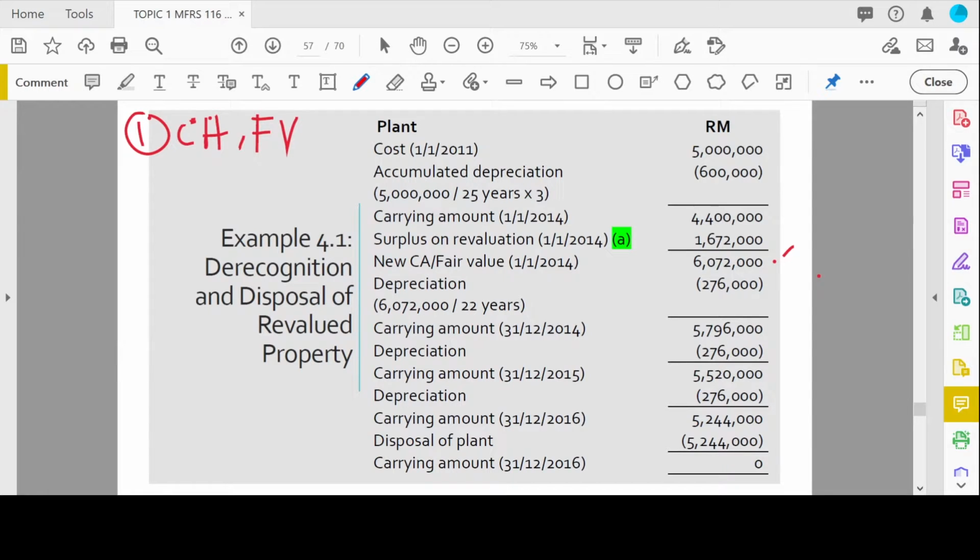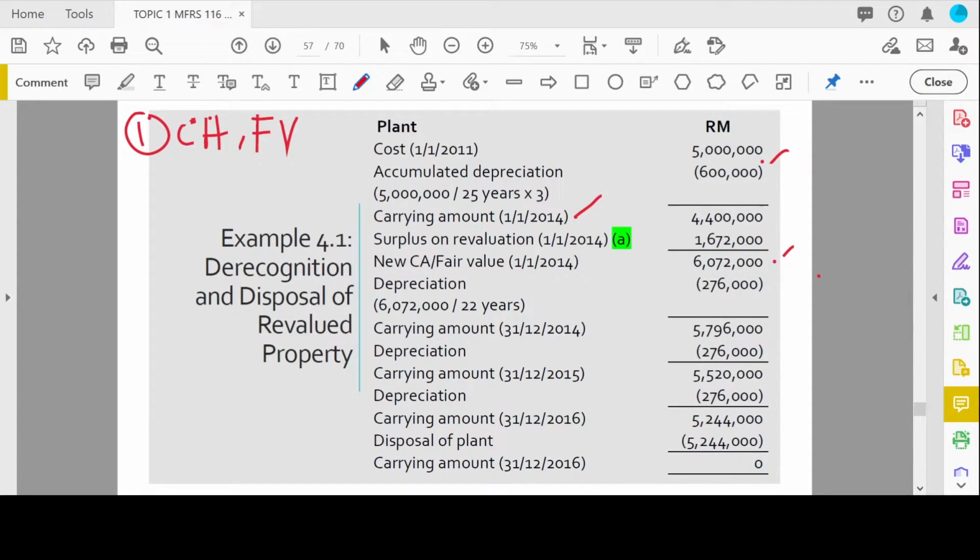So cost, on 1st January 2011, when the asset was first acquired, is 5 million. And the carrying amount that we want to compare with the fair value is the carrying amount on the same date as the fair value given, which is 1st January 2014. So we are going to find the carrying amount before the revaluation took place.